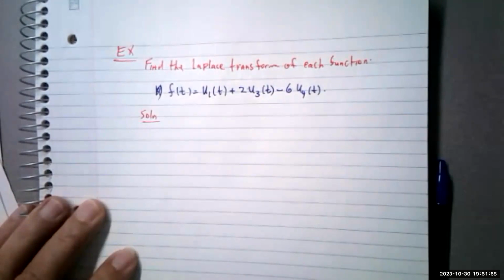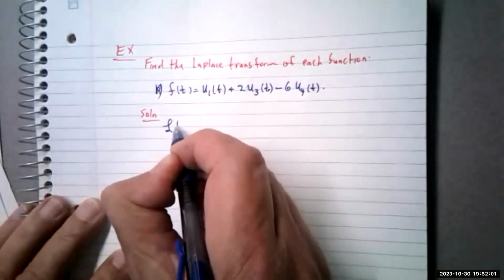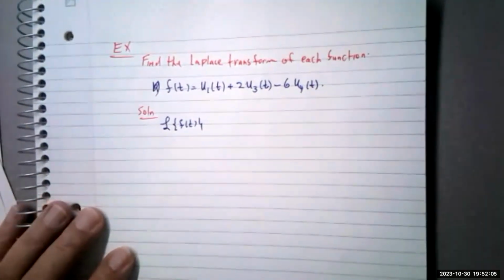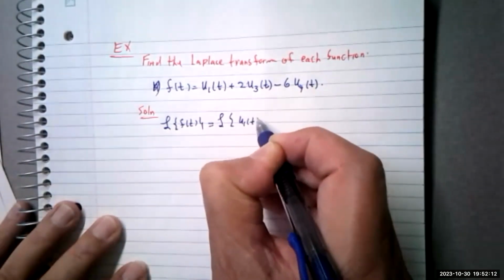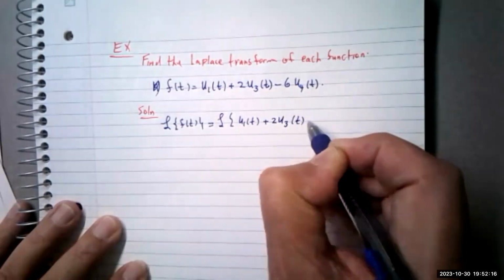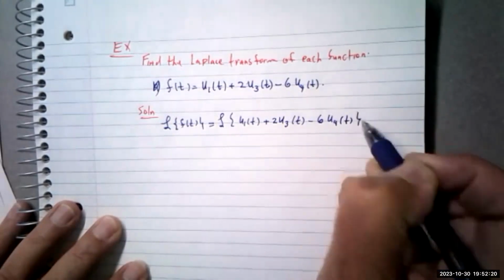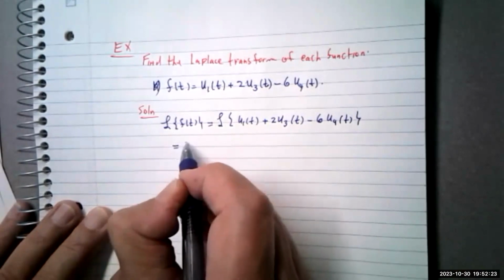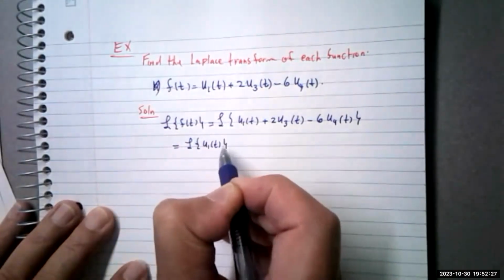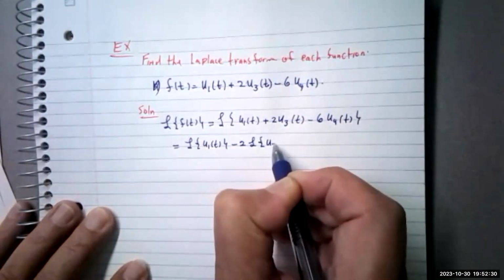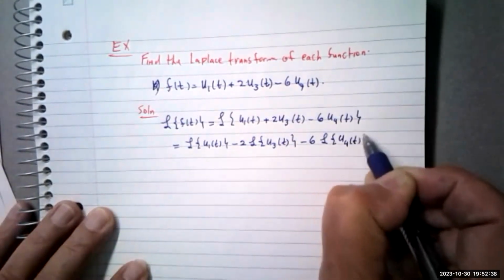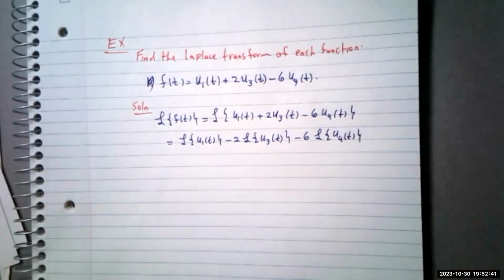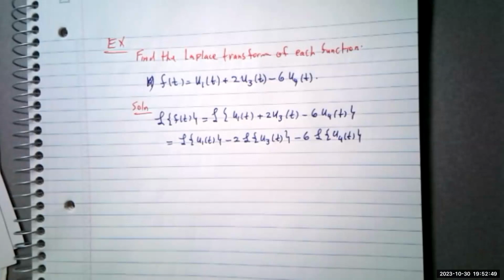Okay, so you know that this is a straightforward solution. We want to find the Laplace transform of this function, Laplace of f of t. You know that everything is linear, so it's going to be equal to the Laplace of u1 of t plus 2 u3 of t minus 6 u4 of t. Distributed, it's going to be Laplace of u1 of t plus 2 Laplace of u3 of t minus 6 Laplace of u4 of t. Now apply your formula to each one of them. Remember, Laplace of uc of t is what? e to the negative cs divided by s.